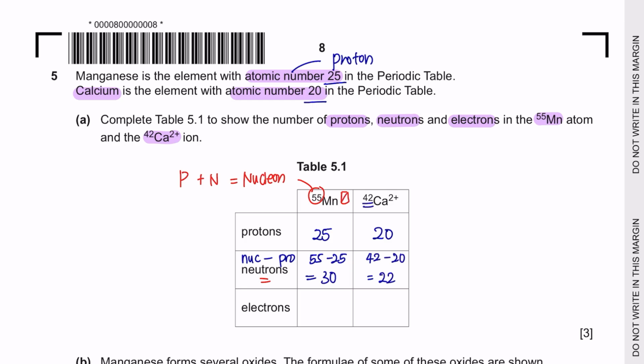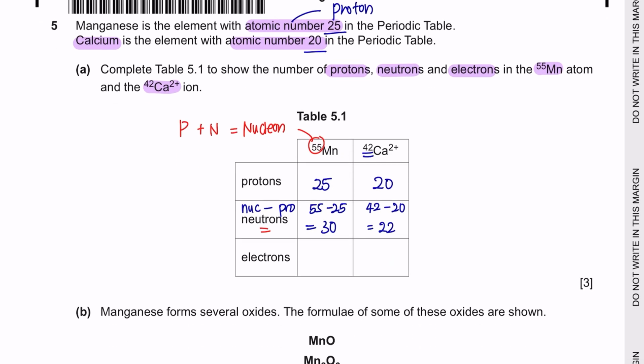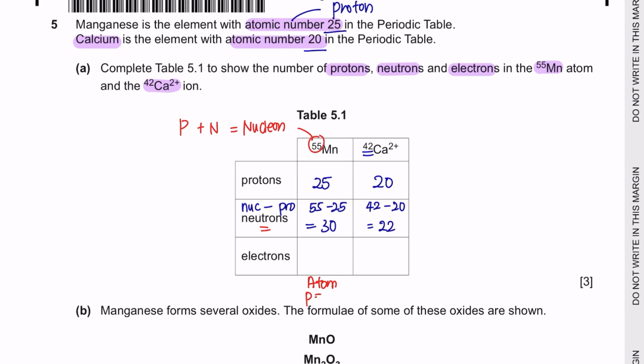Since there are no charges here in your manganese, this means that this is an atom. For an atom, the number of protons will be equal to the number of electrons. So there is also 25 protons. However, for calcium, as we can see here, there is a charge and it is positive.